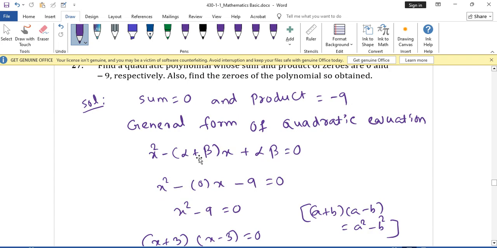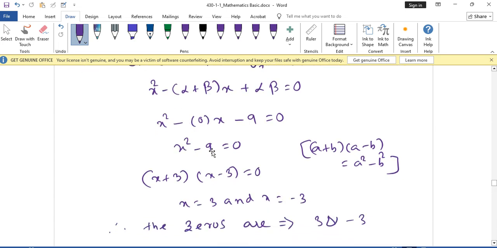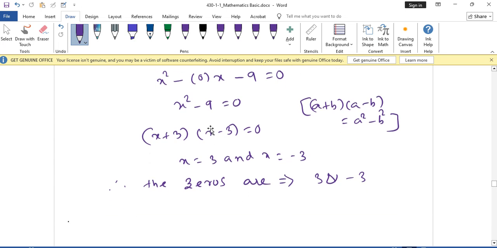X square minus (alpha plus beta), the sum of the zeros, is given as 0, so 0 into x, and the product of zeros is given as minus 9. That is x square minus 9 is equal to 0. Here we can use a square minus b square is equal to (a plus b) into (a minus b). So I am writing x square minus 9 as (x plus 3) into (x minus 3). So x is equal to 3 and x is equal to minus 3. What are the zeros of the given polynomial x square minus 9 is equal to 0? 3 and minus 3 are the zeros of the polynomial.